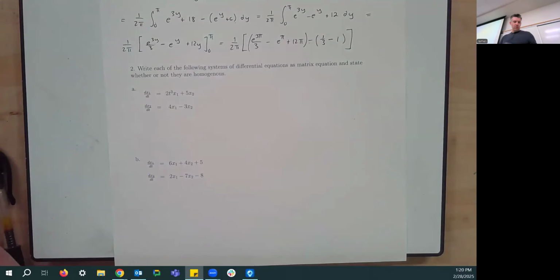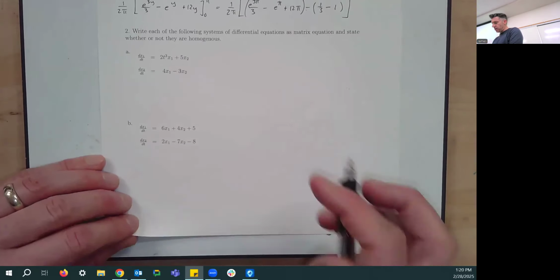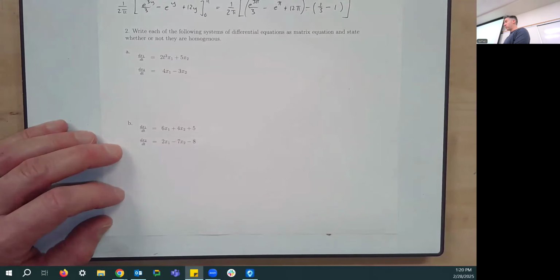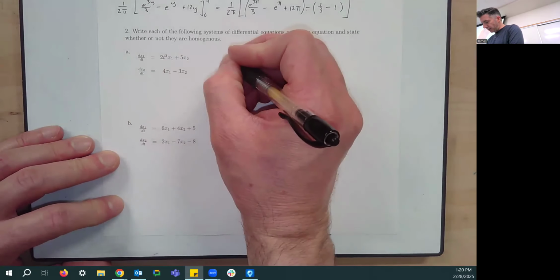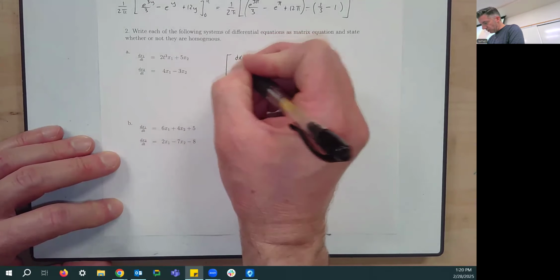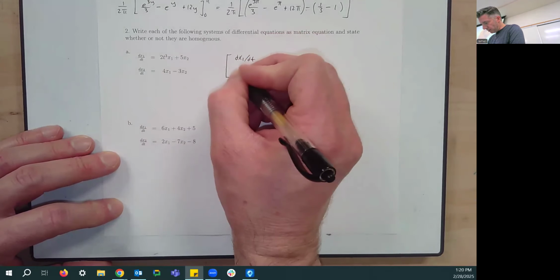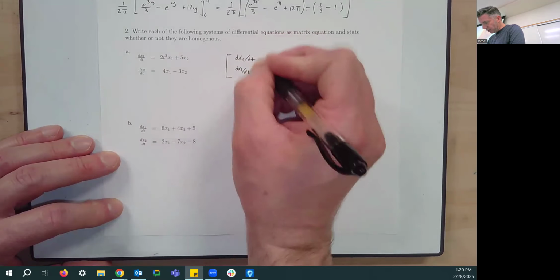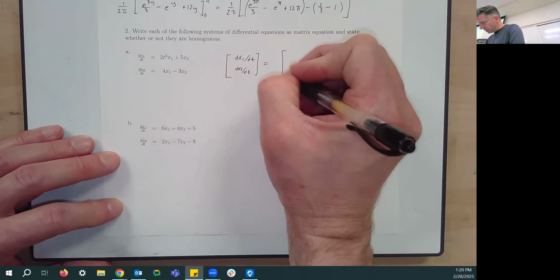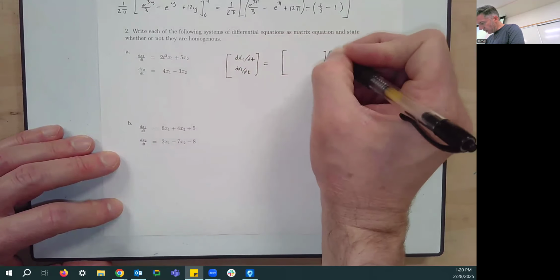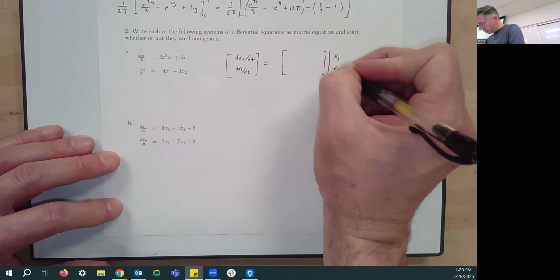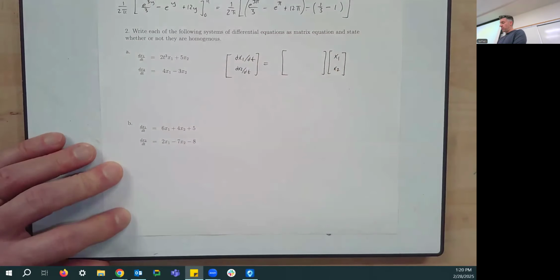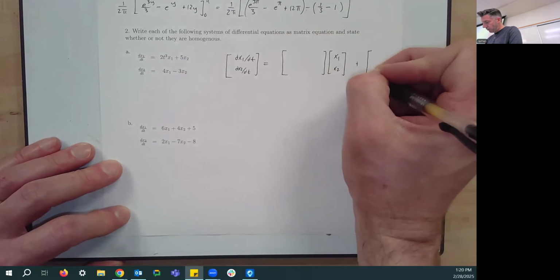So moving along. This next one, when we're writing a system of equations as a matrix equation, we're thinking of writing it as the vector dx1 dt, dx2 dt equal to some matrix multiplied by x1, x2, and then possibly plus some other vector over here.